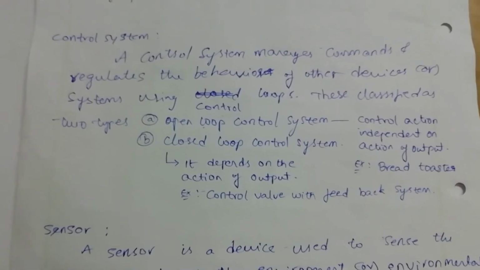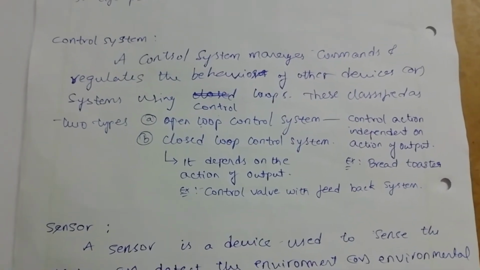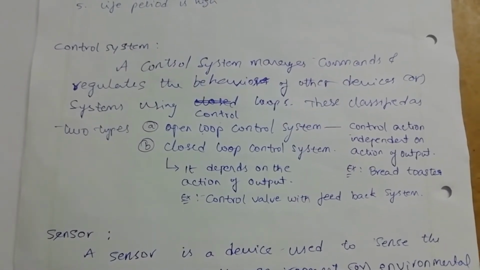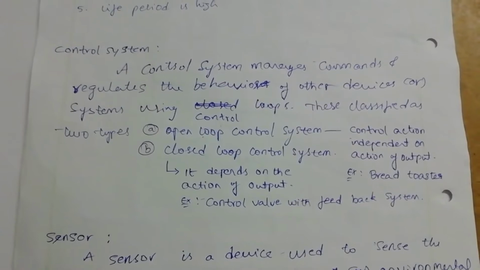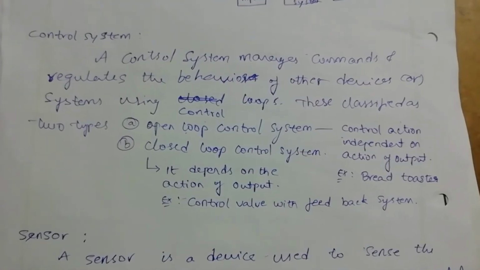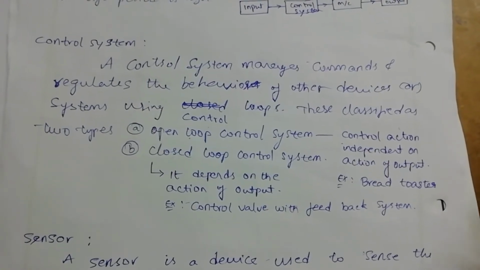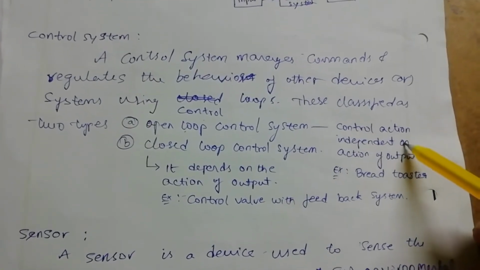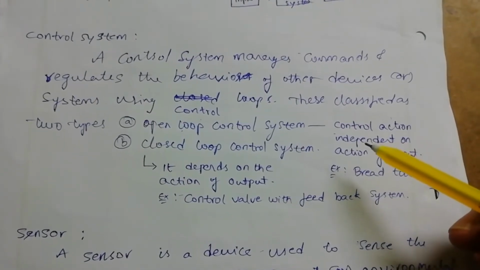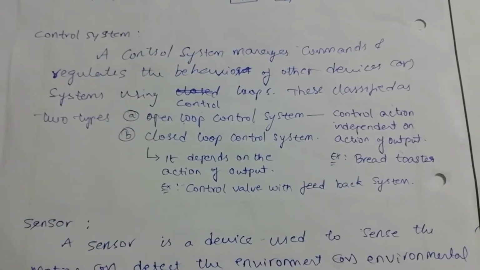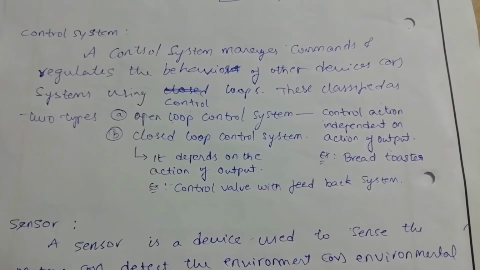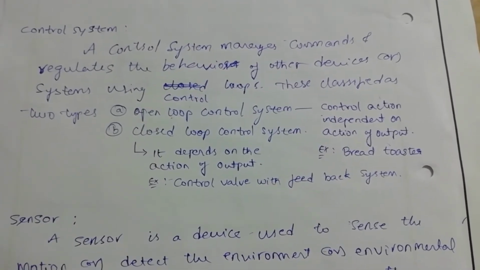Now, what is a control system? A control system manages, commands and regulates the behavior of other devices or systems using control loops. These are classified into open loop and closed loop. Now, what is an open loop control system? A control system independent of the action of the output is called an open loop control system. And if the control system depends on the output of the system, then it is called a closed loop control system.